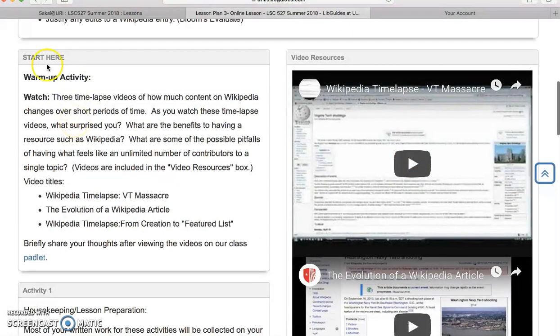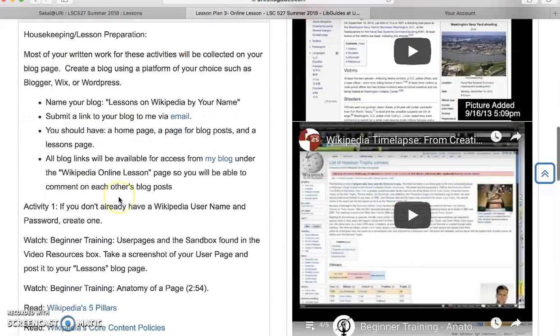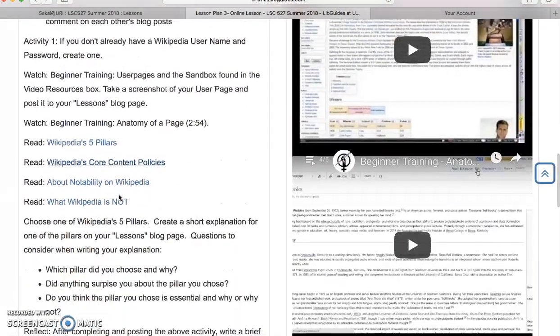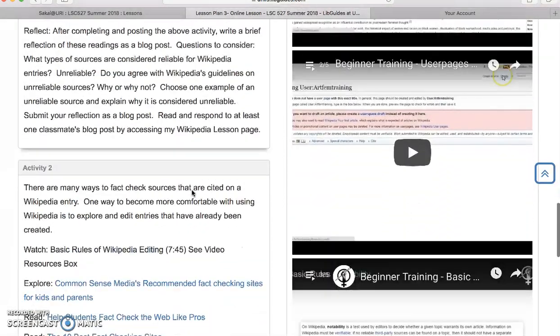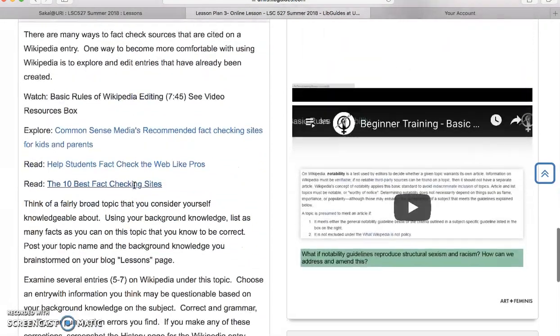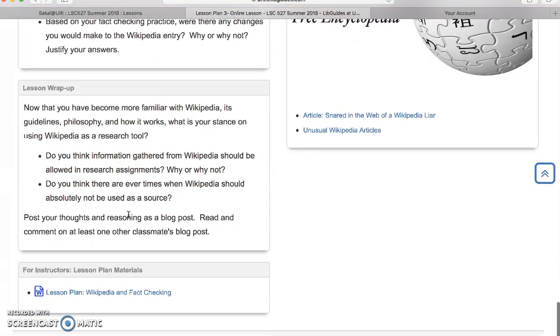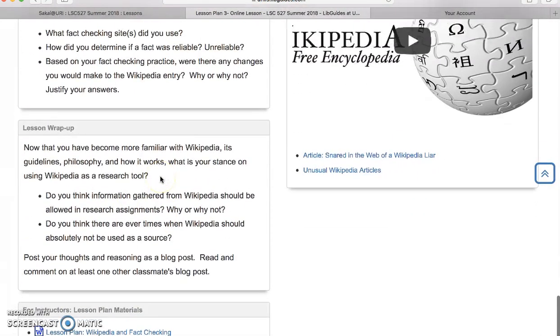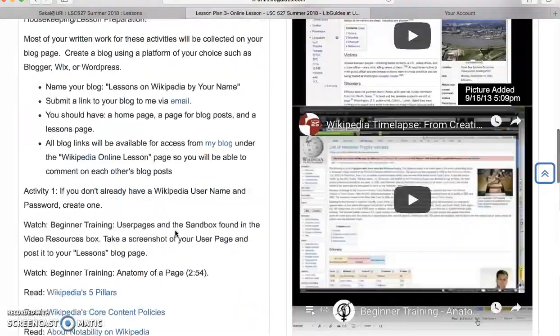They have a warm-up activity, start here, activity 1. They've got resources over here. I mean, it's up to you how you want to organize your lesson, but as you can see, it's the basic categories. Here's activity 2, and here's the lesson wrap-up, and this person didn't have any extension activities, but that is something I would encourage in case your classmates are more interested in the topic.